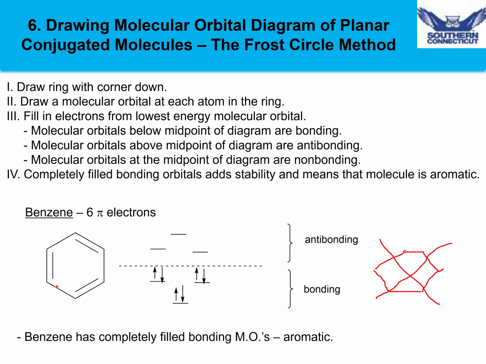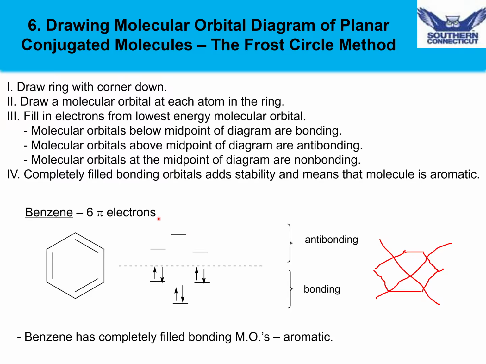After you draw a ring like this, we want to draw the molecular orbital diagram by drawing an orbital at each atom within the ring. So we start with this carbon that is down here. We draw a molecular orbital there. Then we have 2 more carbons above that, so we draw 2 more orbitals. Then we have 2 more carbons, so we draw 2 more molecular orbitals. And then lastly, we have 1 last carbon at the top, and so we draw a molecular orbital there.